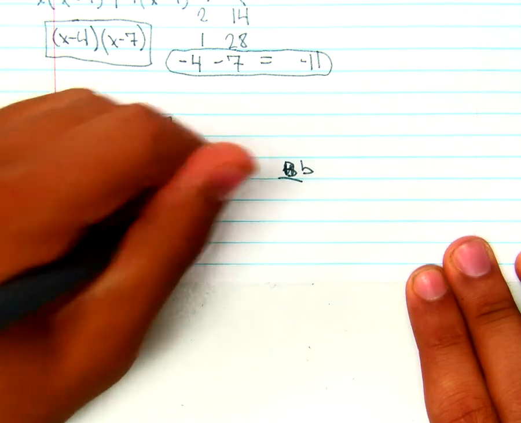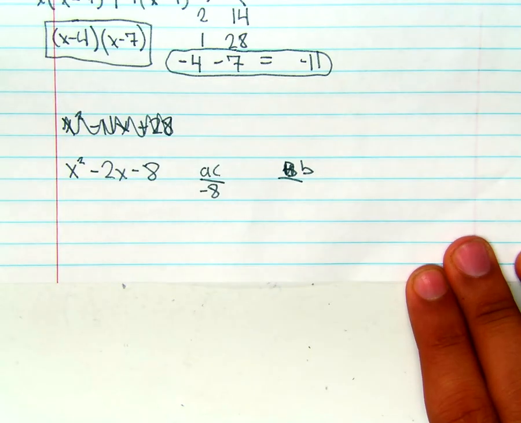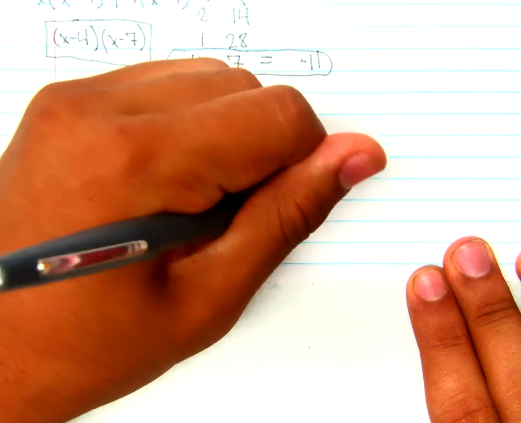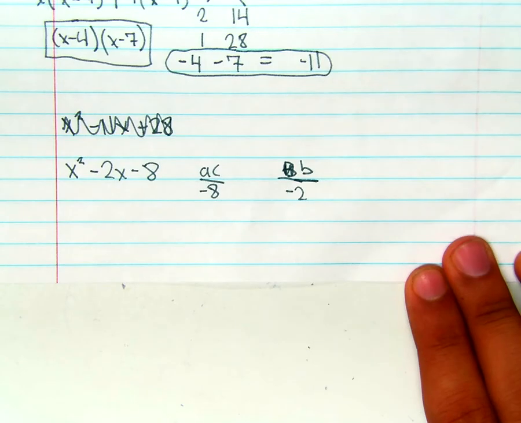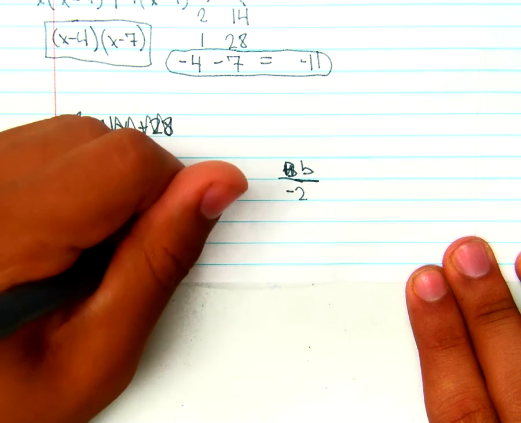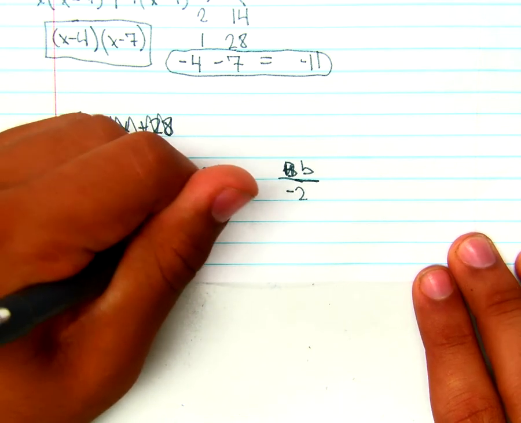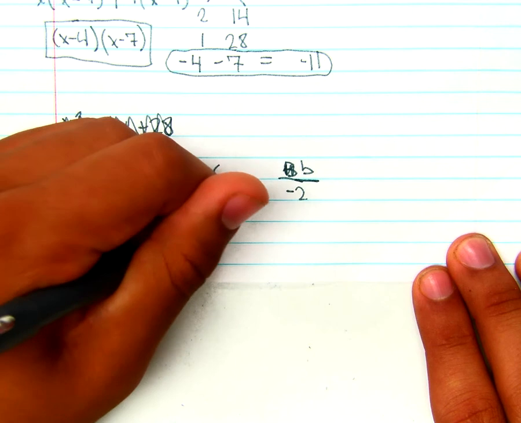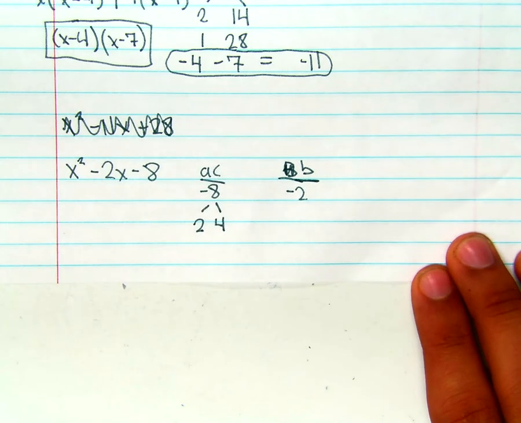Negative 8. And what's our B? Negative 2. Okay. So now we want to find the factors of 8. What are the factors of 8? So let's just say we have 2 and 4, right? What combination of 2 and 4 will give us negative 2?